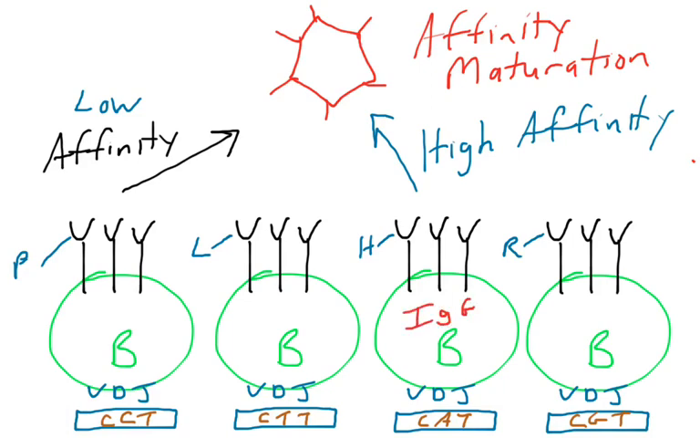So that third B cell, it switched to IgG. They all switched to IgG, but only the third one, with its histidine in that certain position, which has higher affinity for the antigen, is going to survive. The rest are going to die. And now what are we left with? We're left with high affinity IgG antibody.